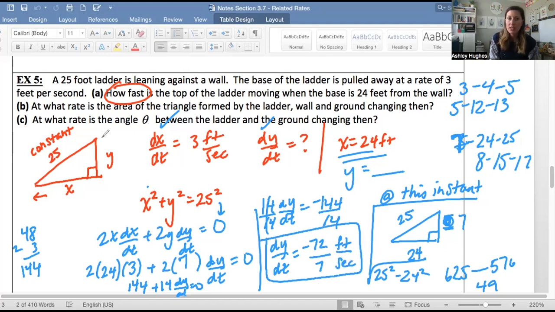Does it make sense that it's negative? Yes, because this would be falling, right? If this is being pulled away, this would be falling down. So the common sense check is that it works out.